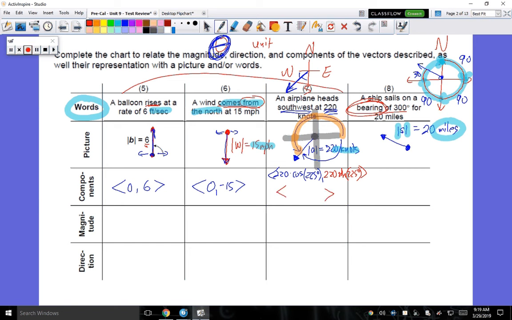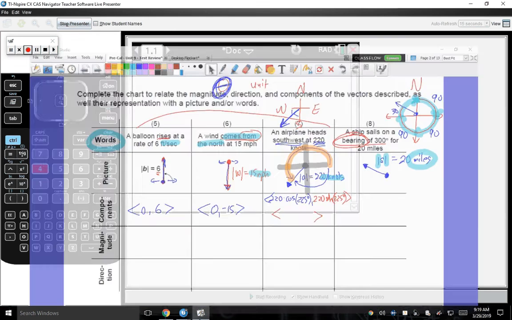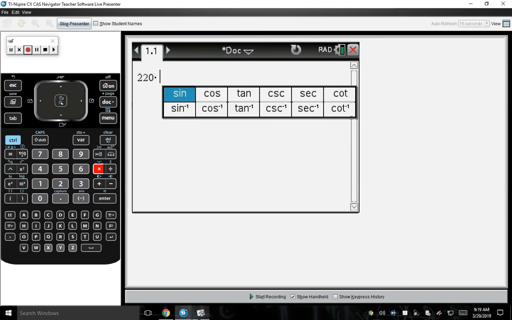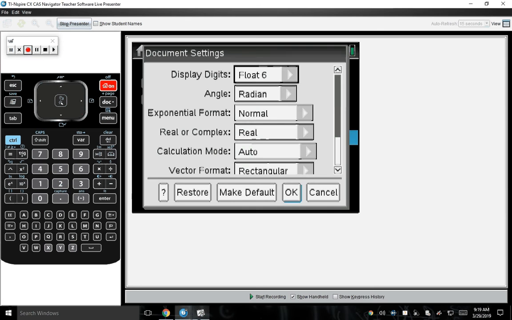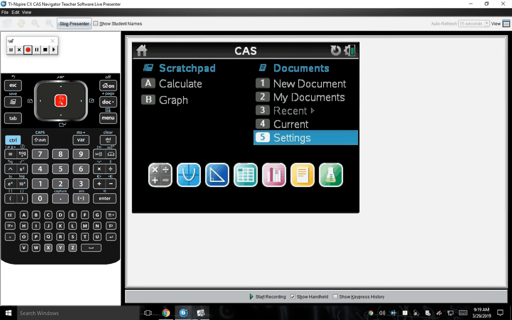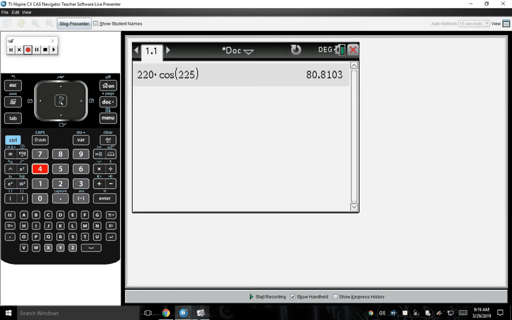So let's go ahead and go to the calculator real quick and see what we're going to get for those values. So let's go to the calculator and put 220 times the cosine of 225. That's actually incorrect because I need to change my mode to degree mode. Make it my default and go back by pressing 4 on the current document.